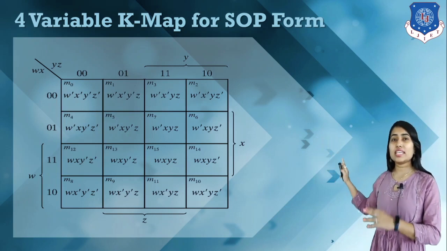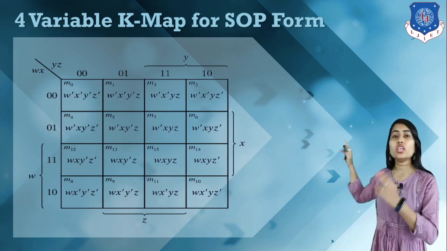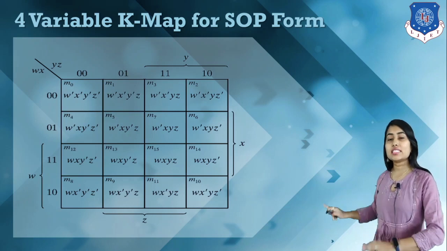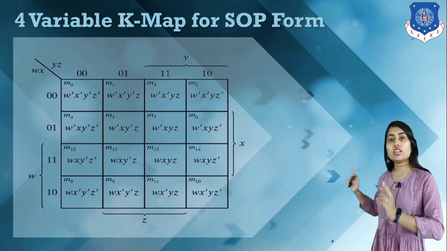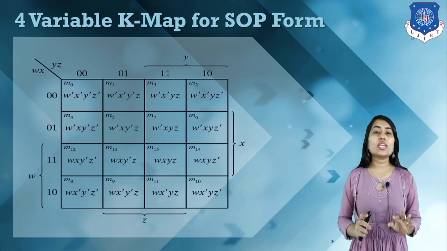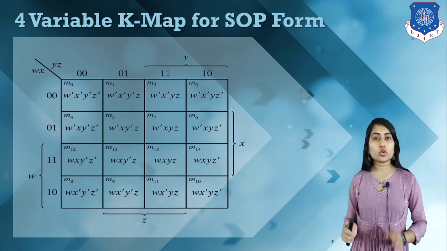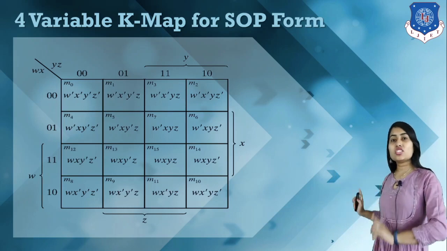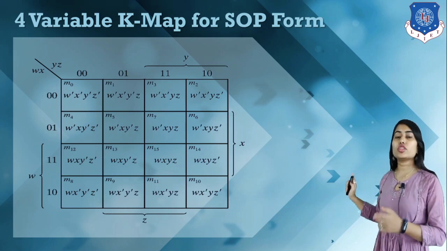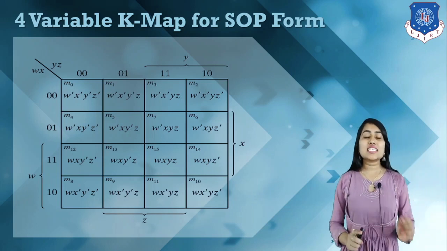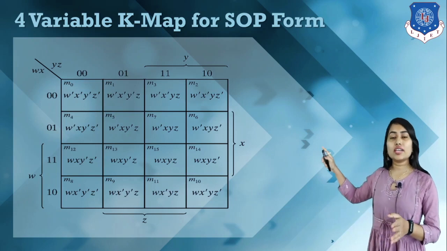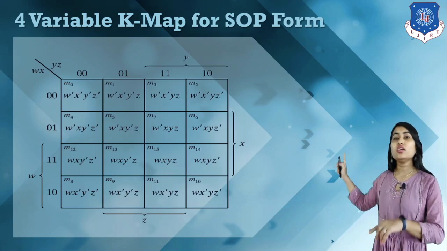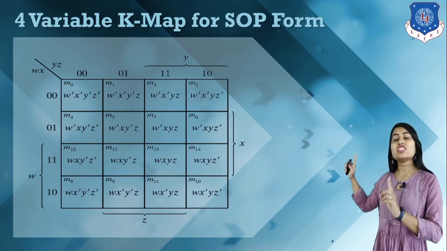So here we have the conditions 0, 1, 2, 3, 4, 5, 6, 7, then here we have 8, 9, 10, 11, 12, 13, 14, 15. This is how we can write a 4 variable K-map, and this is how we mention the 16 min terms. Now for 0 the condition is w dash, x dash, y dash, z dash. Then here it is w dash, x dash, y dash, z, and so on.